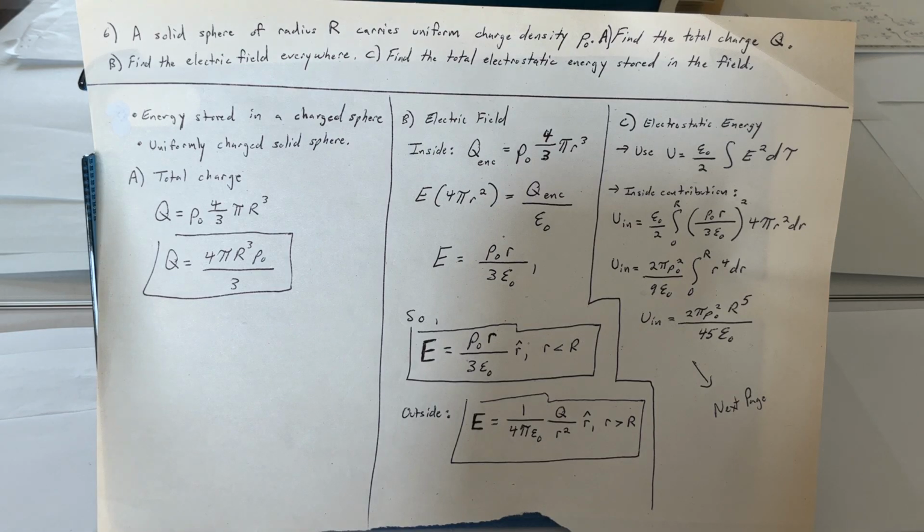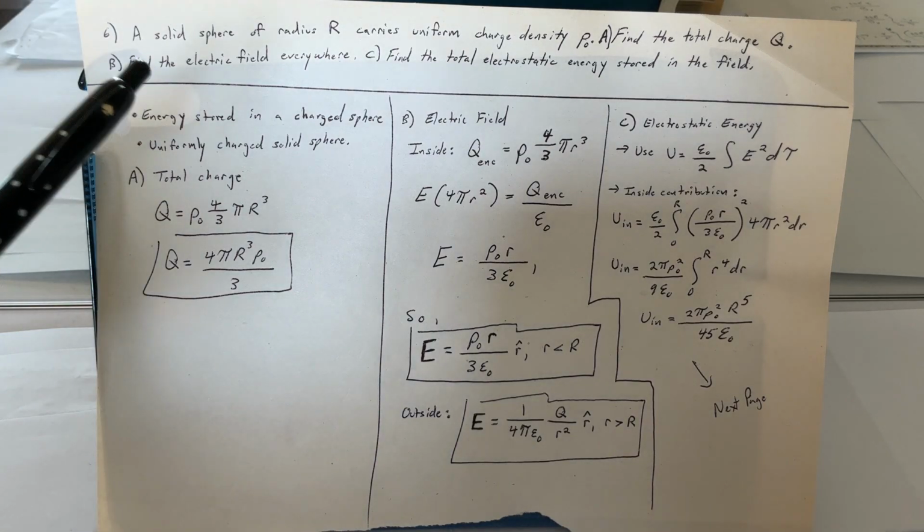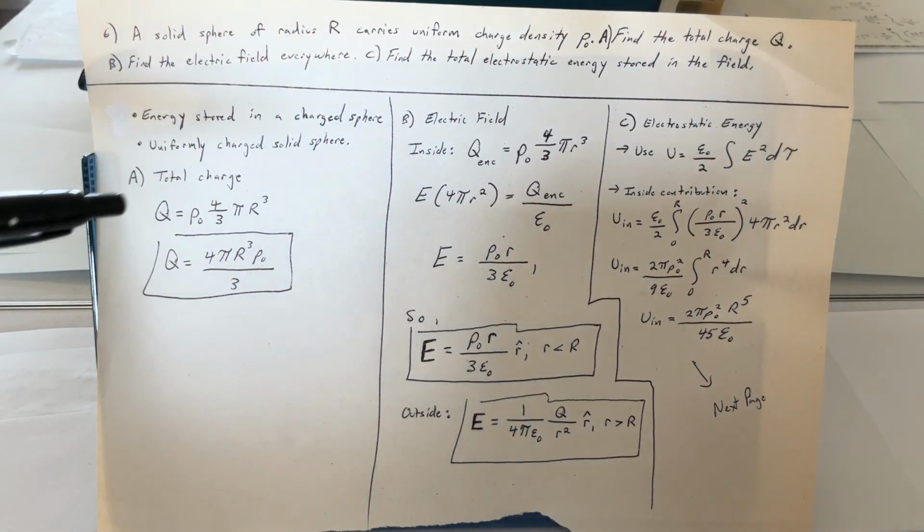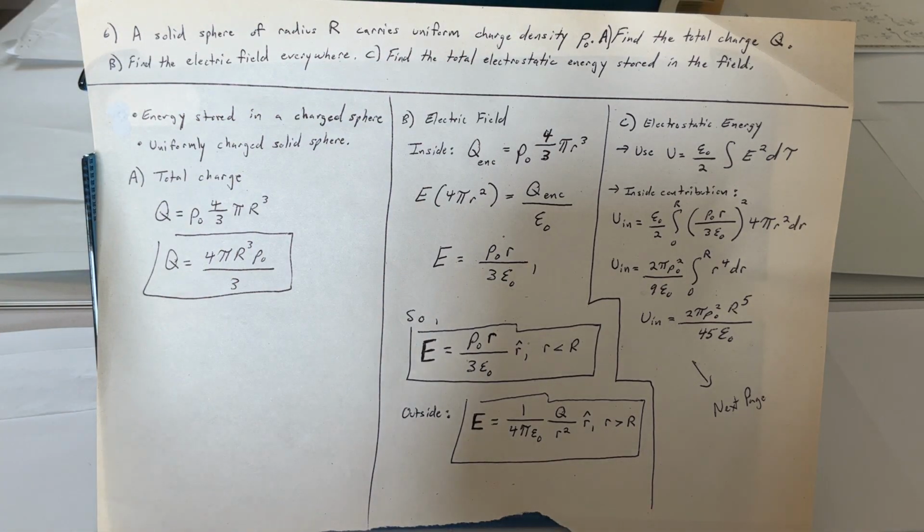Electrodynamics is fun. Okay, so here, number 6, a solid sphere of radius R carries uniform charge density rho naught. Now part A, find the total charge. So part A is right here, total charge.